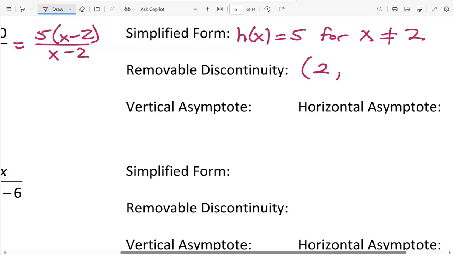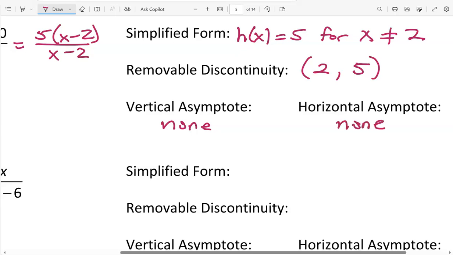The y value for the removable discontinuity can be found by finding the y value in the simplified form. If h of x is always equal to 5, that means the y value is always 5, so the removable discontinuity has a y value of 5. This is a linear or constant function, a horizontal line, so that means there are no vertical asymptotes and no horizontal asymptotes.